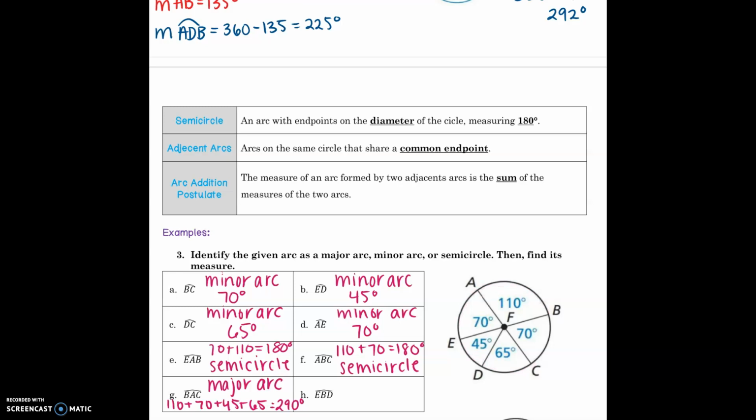And our last one, we have EBD. So we're going to start at E, go through point B, and land at point D. So again, we have a major arc. It's greater than 180 degrees. And again, we have to add up all of our minor arcs to find our measure. So we have 70 plus 110 plus 70 plus 65, and we're going to get 315 degrees.